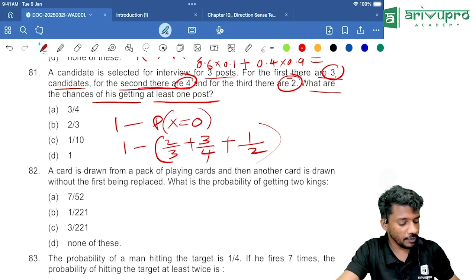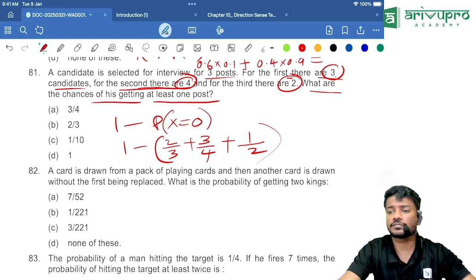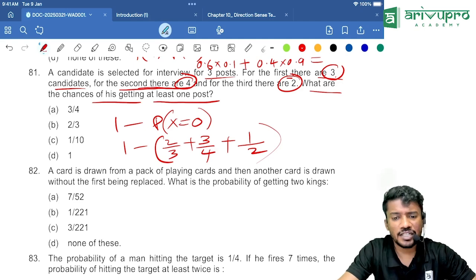A is how much? 3 divided by 4 is... okay. 2 divided by 3 is 0.66. 1 divided by 10 is 0.1. Then 1 is there. So what is the answer? Approximately which is that? Yes.